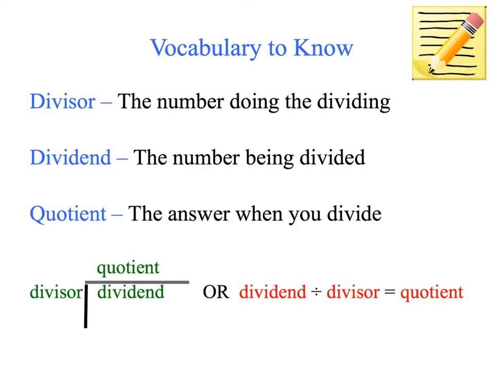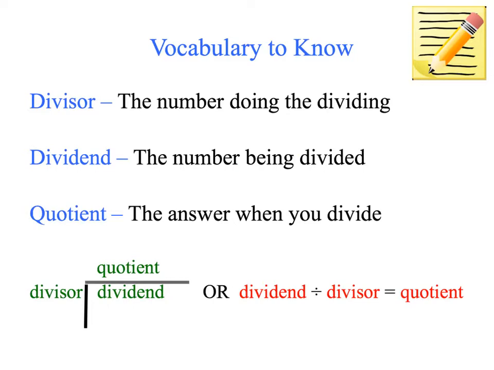So the divisor in a division problem is the number that's doing the dividing, okay? It's the number on the outside, or actually the second number. The dividend is the number being divided, okay? So it's the number that goes inside the division problem, or the first number that appears if it's written like this.